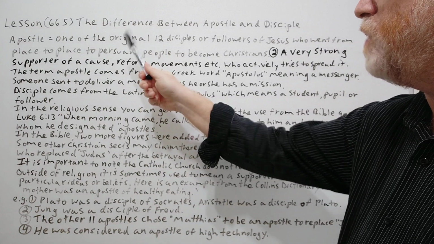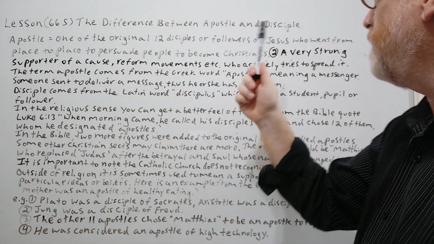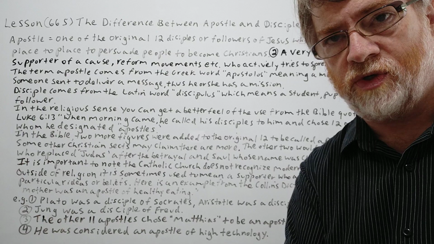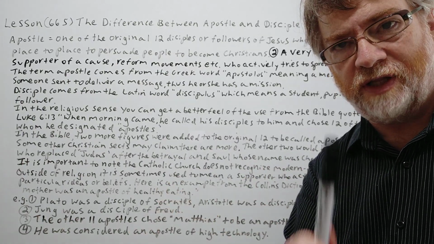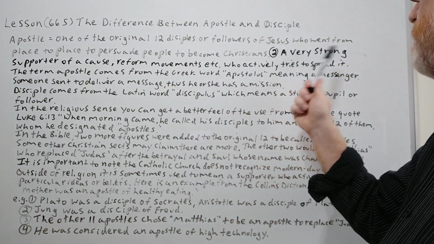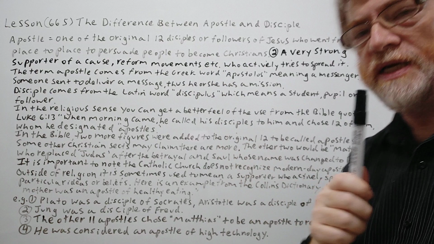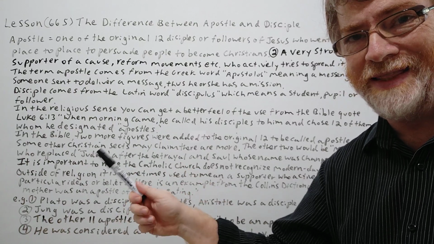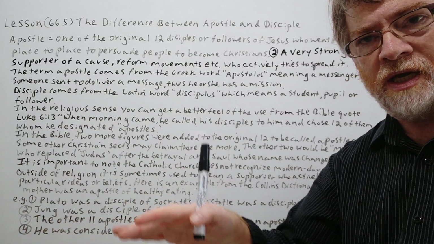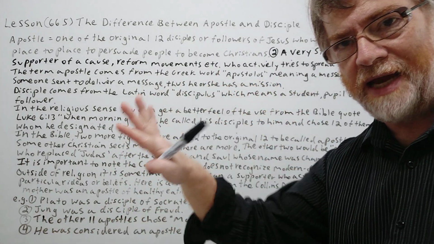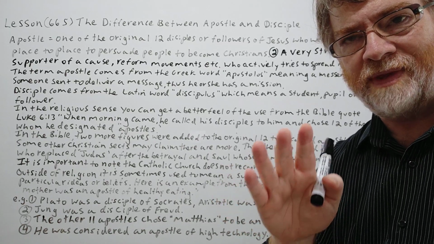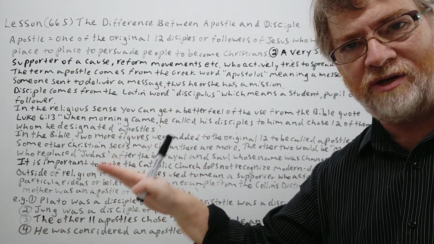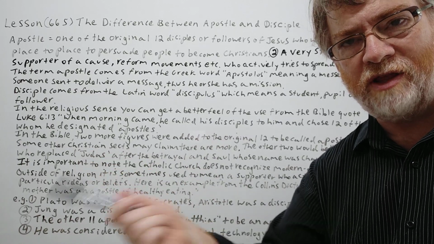All right, so let's look at apostle first. One of the original 12 disciples or followers of Jesus who went from place to place to persuade people to become Christians. This is probably the number one use of the word apostle, and this is the religious sense. But now, outside of that, we have a very strong supporter of a cause, reform, movements, etc., who actively tries to spread it. So the word apostle is sometimes used in this way. Even though I will tell you sometimes in this video, you have to kind of separate the religious sense and outside, because if somebody is like a Catholic, sometimes they feel uncomfortable using it in that regular sense. You don't hear it used as much in that way, so they may not use it themselves, even though they've probably read it and seen it.